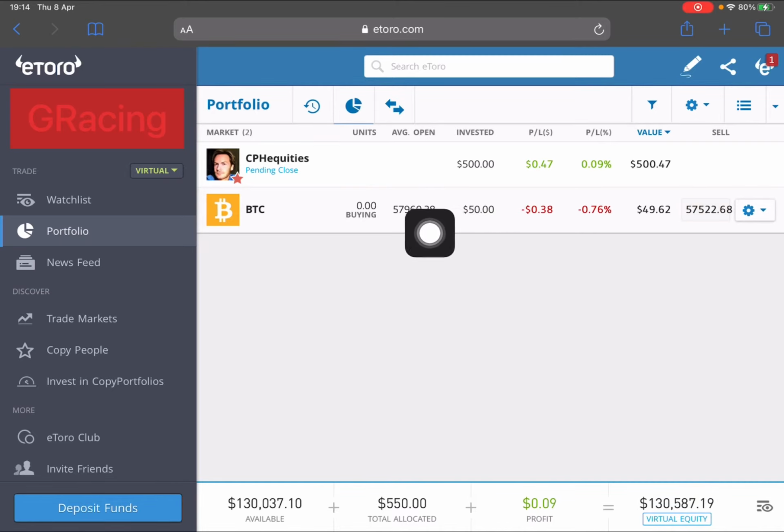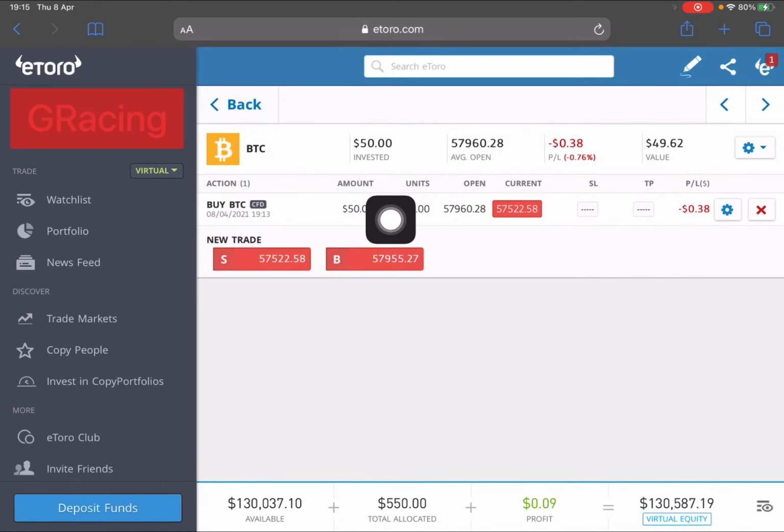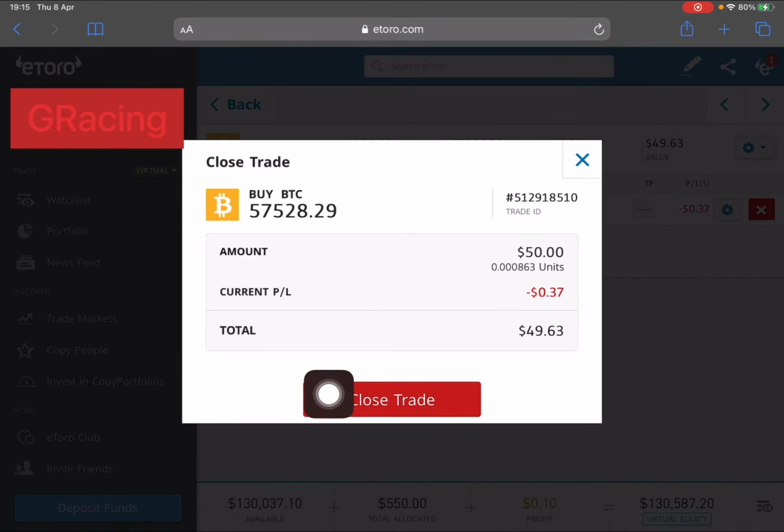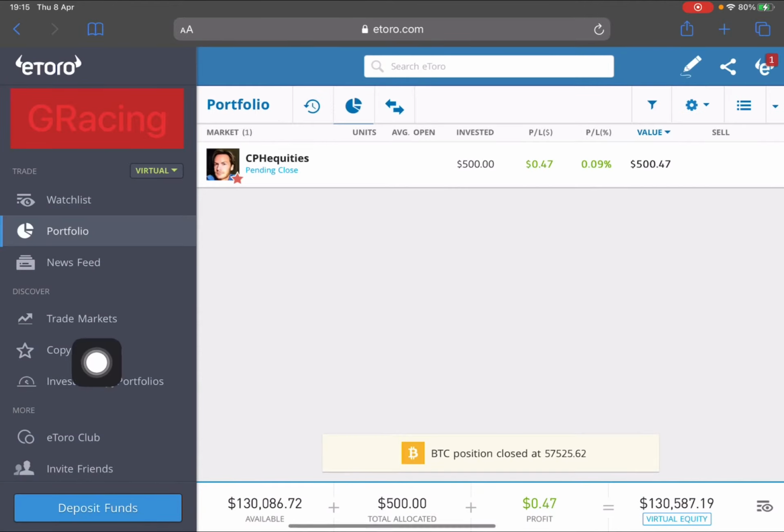So how do you close the account or how do you close the trade? Simply just click anywhere in the middle and then click the X and then close trade. But you already lost 0.37 cents. Close trade. And then that's it.